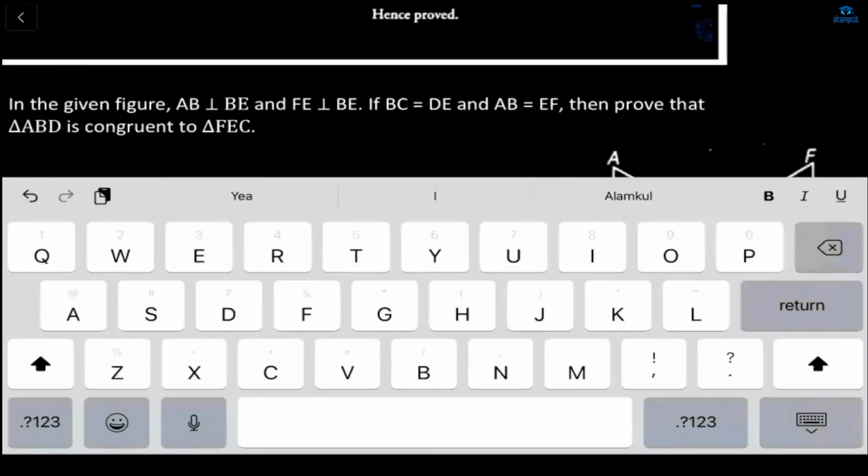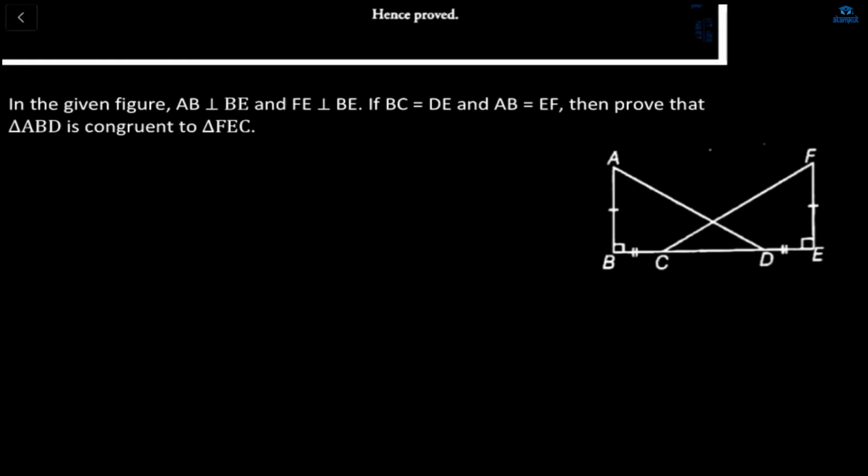Okay, now who wants to try this question? In the given figure, the figure is already given. It is said that AB is perpendicular to BE, and FE is perpendicular to BE. BC is equal to DE.